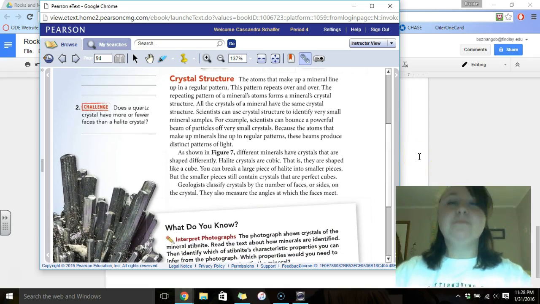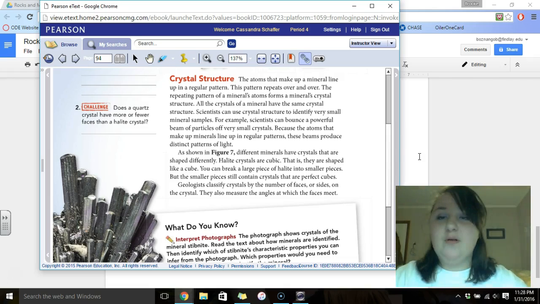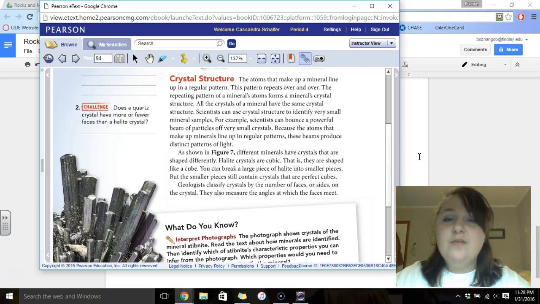Crystal structure. The atoms that make up a mineral line up in a regular pattern. This pattern repeats over and over. The repeating pattern of a mineral's atoms forms a mineral's crystal structure. All of the crystals of a mineral have the same crystal structure. Scientists can use crystal structure to identify very small mineral samples. For example, scientists can bounce a powerful beam of particles off very small crystals. Because the atoms that make up minerals line up in a regular pattern, these beams produce distinct patterns of light.